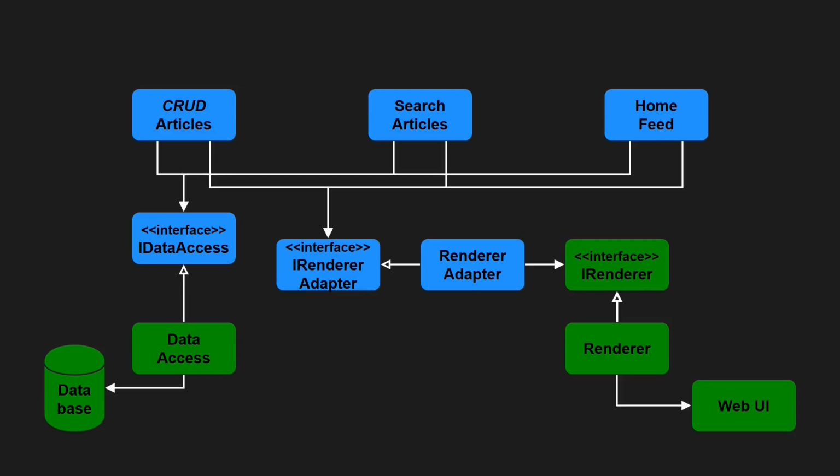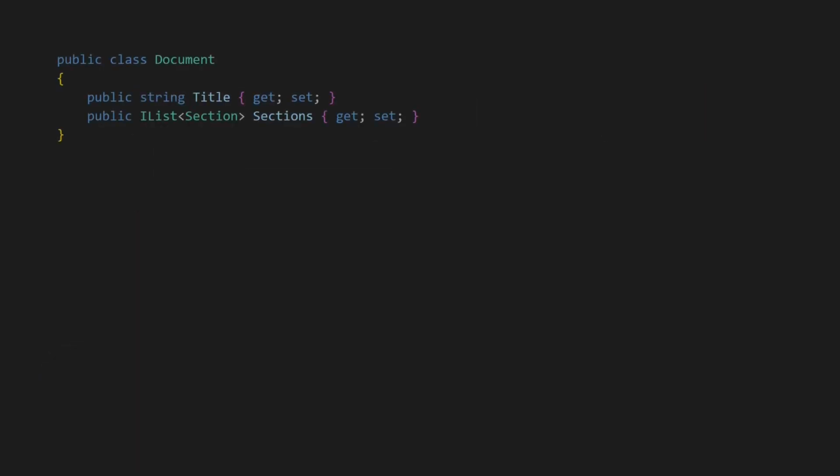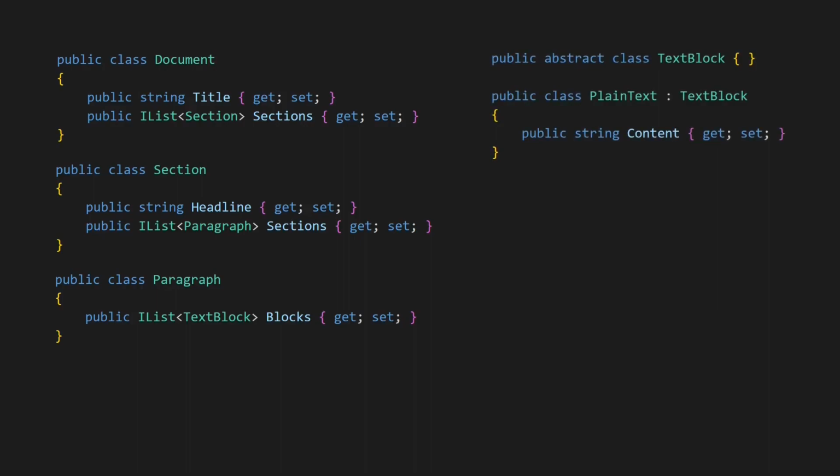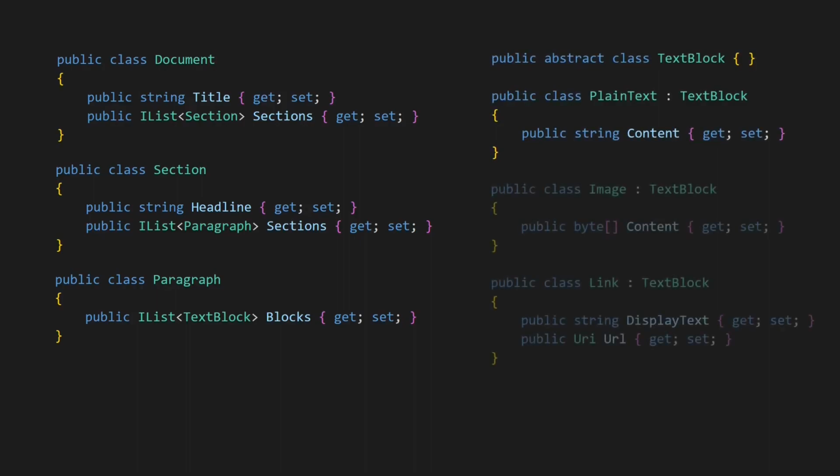How could an appropriate abstraction of the renderer module look like? How could we abstract rendering HTML on the one hand and rendering an article for an Android native UI on the other hand? One approach could be to define some data structures representing the abstract structure of a document. We could have a document type which has a title and a list of sections. A section could have a headline and a list of paragraphs. A paragraph could consist of a list of text blocks. A text block could be plain text with optional formatting, or a link, or an image.